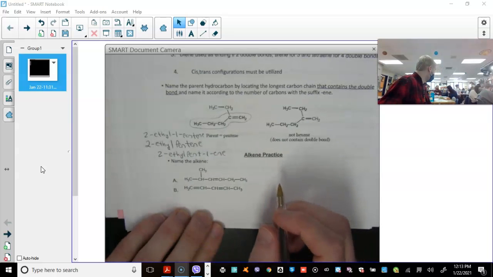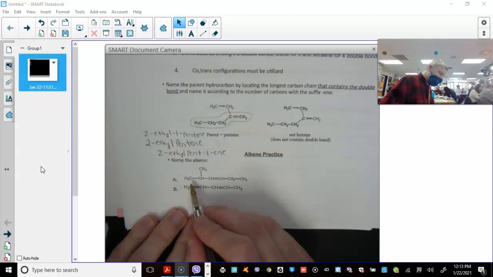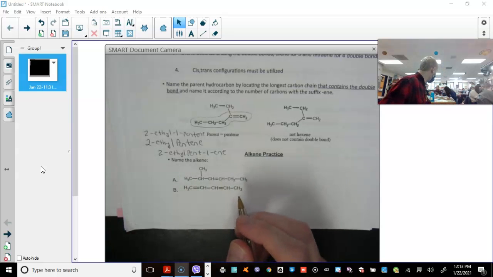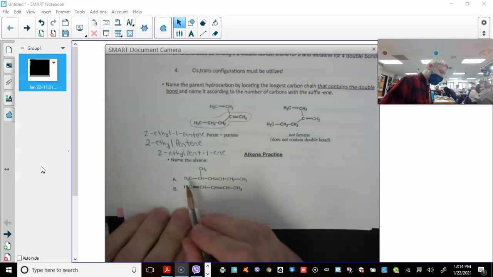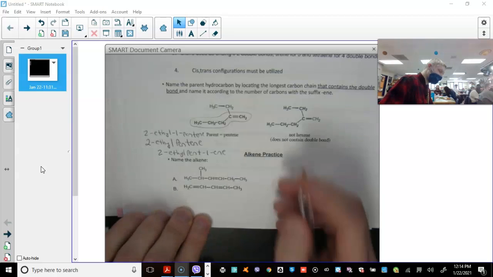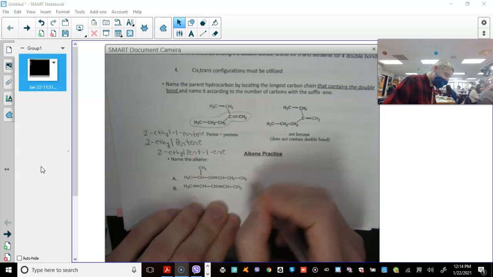Do you want? Let's do some of these together. Okay, so the longest chain is 1, 2, 3, 4, 5, 6. So we've got hexene. And it's 1, 2, 3, or is it 1, 2, 3? 1, 2, 3. Yeah. All right, so it's 3-hexene.